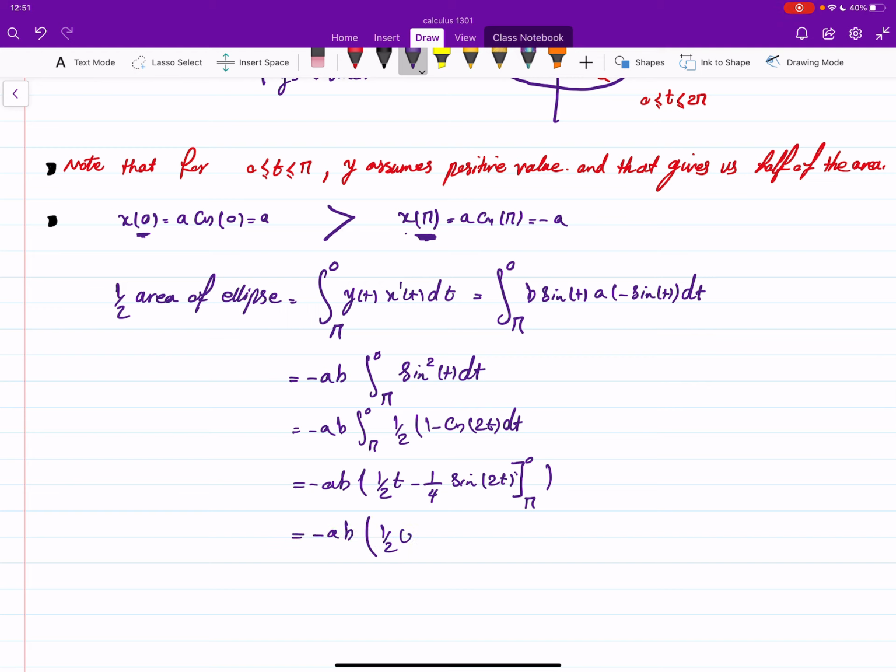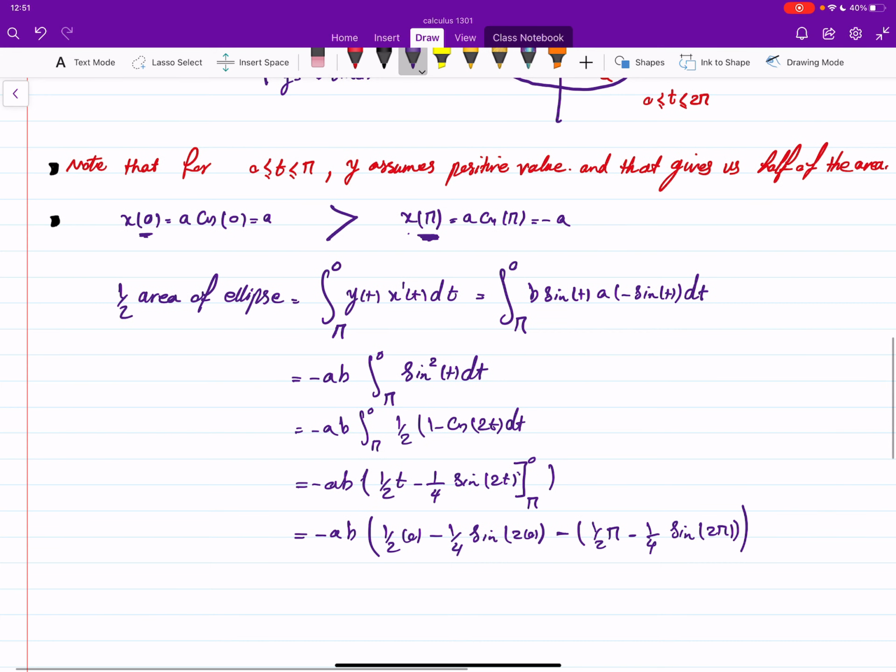Here, minus ab. I'll just do the inner ones. A half of 0 minus 1 over 4 sine of 2 times 0, minus half of pi minus 1 over 4 sine of 2 pi. I need a smaller one and then bigger one. But you see, this guy is 0, this guy is 0, this guy is 0. The only remaining term is this piece here, which is negative half of pi. There's another negative, so this is going to be ab divided by 2 times pi.